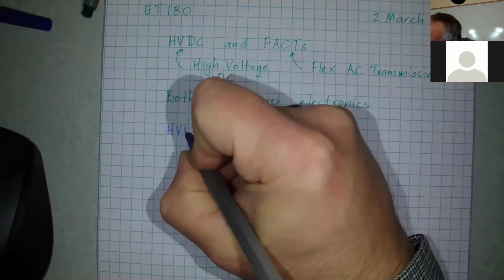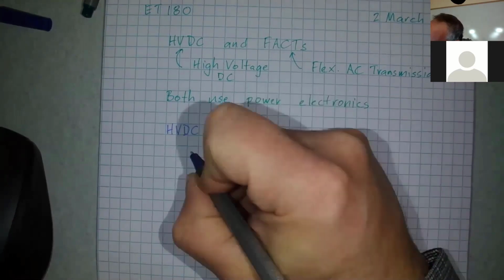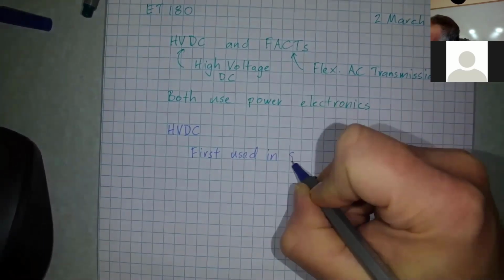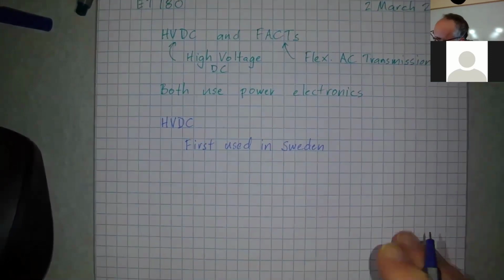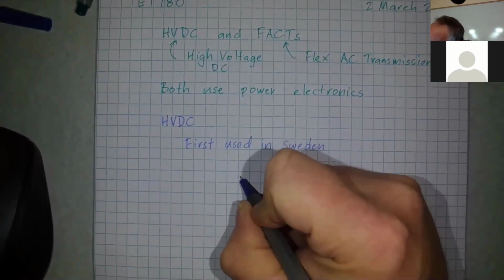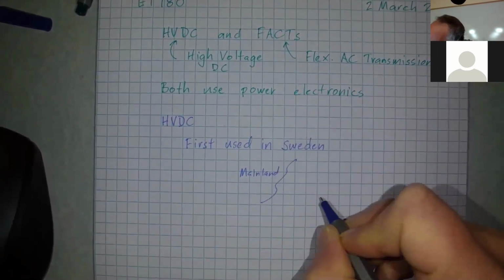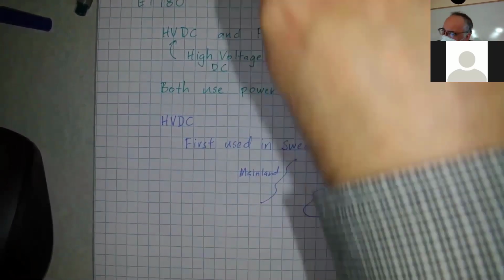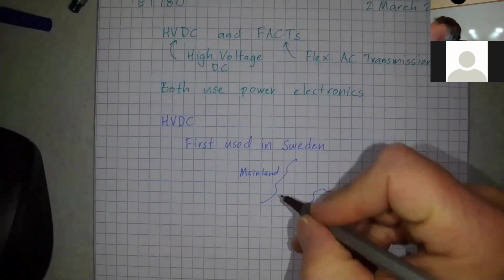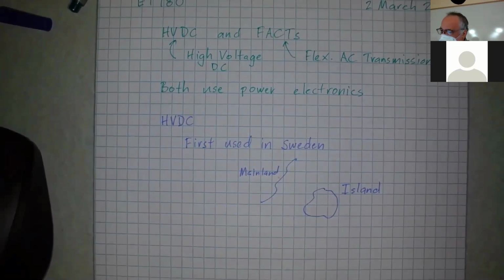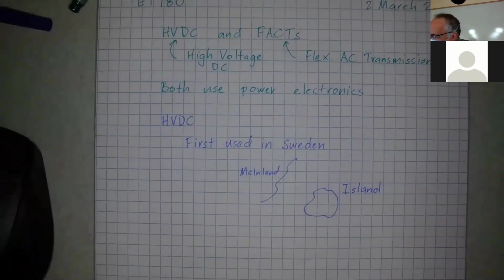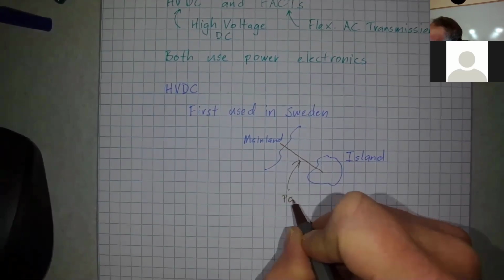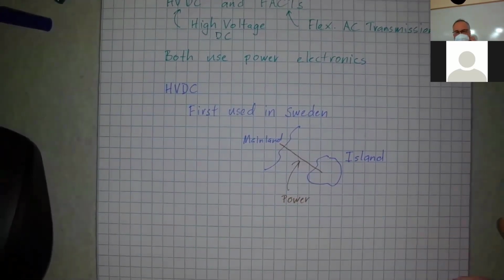So let's start with high voltage DC. First use in Sweden. Okay, so they had the Swedish mainland, and then they had an island. And they wanted to get power from the mainland to the island. Okay, so that's what they wanted to do.